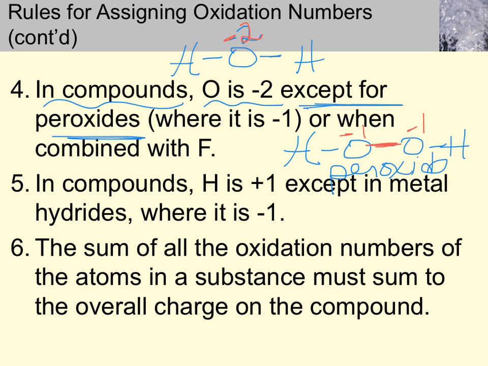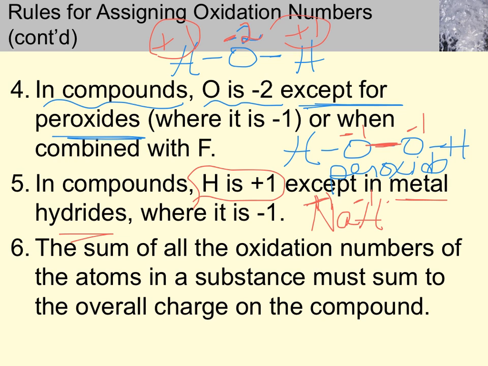All right, so the next rule. Hydrogen is almost always +1. So in water, +1, +1. The only exception is if hydrogen is combined with a metal. So there is a compound that's called sodium hydride. And because metals demand having a positive charge, that forces hydrogen, if it bonds with a metal, to have a -1. But again, 99% of the time, hydrogen is going to be +1 in a compound.